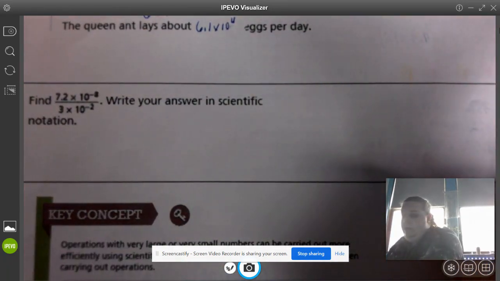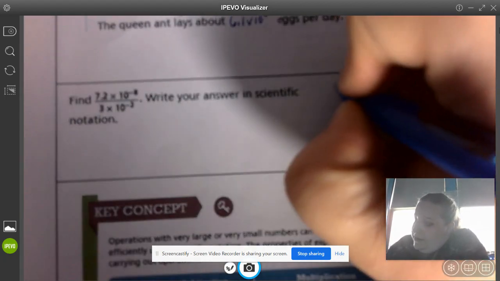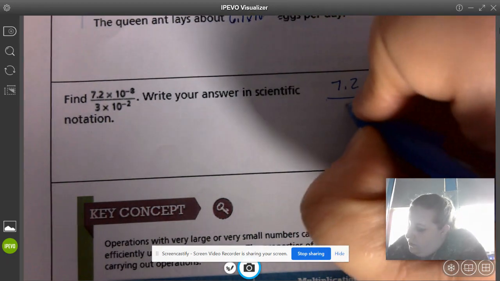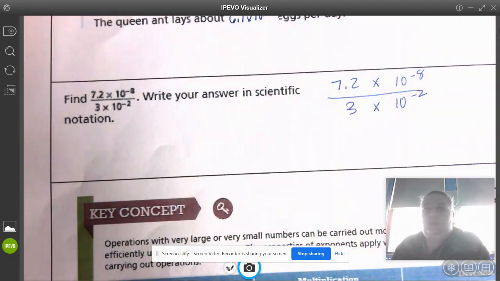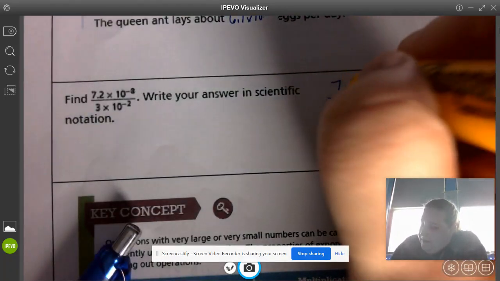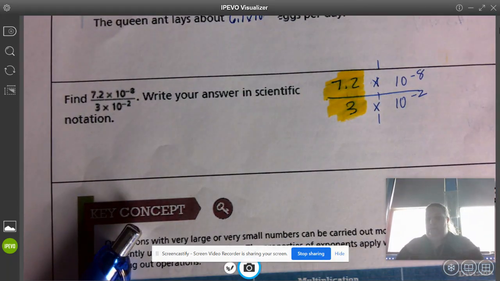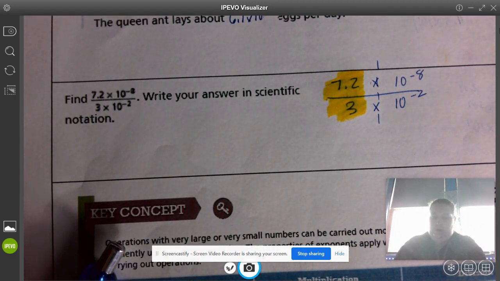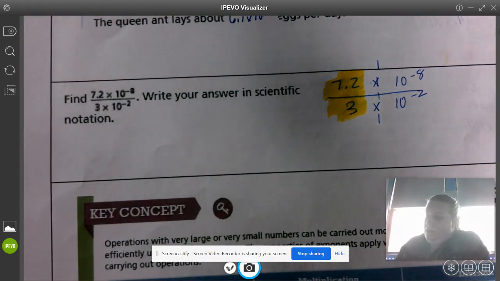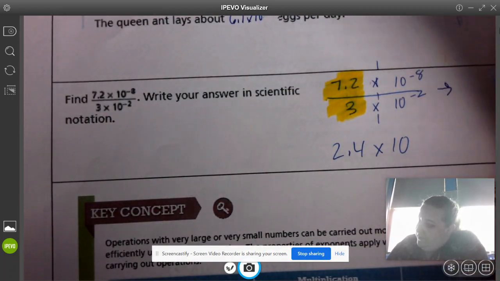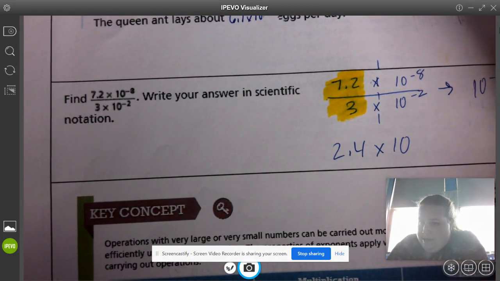Okay. So we're going to go ahead and divide. I'm going to rewrite it so I have a little bit more space. Times 10 to the negative 8 over 3 times 10 to the negative 2. Okay. So once again, I like to break it apart, highlight my coefficients. I'm actually going to divide them. So when I do 7.2 divided by 3 is 2.4 times 10. So over here, I'm doing 10 to the negative 8 minus negative 2.